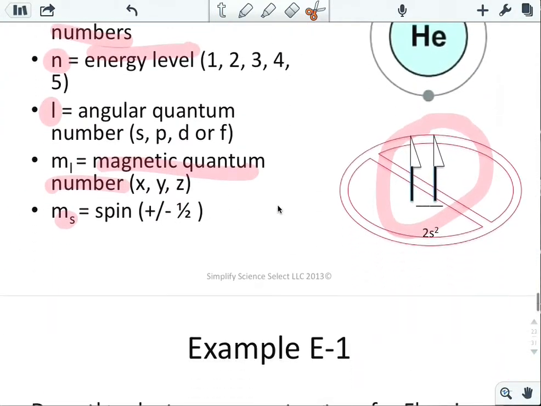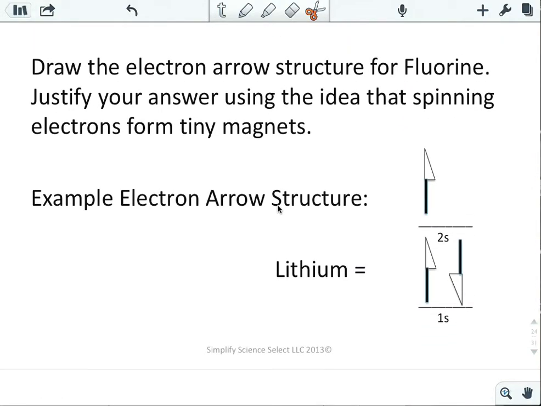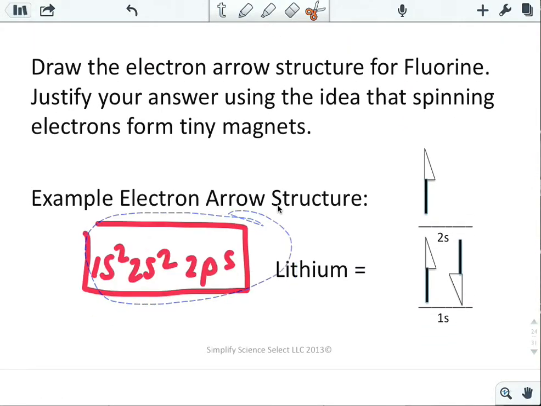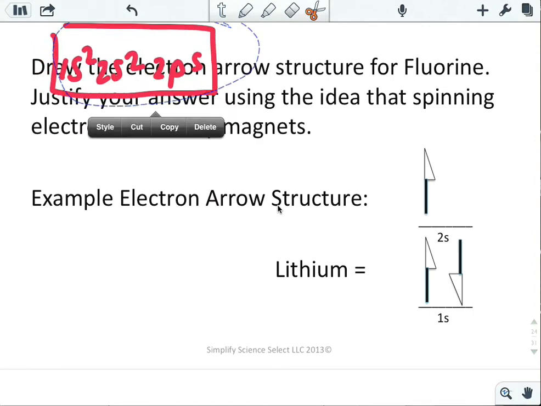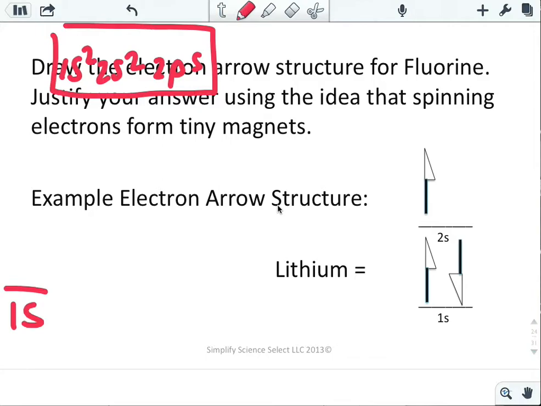So we're looking at this and it says draw the electron structure for it. Here's our electron configuration, which we'll keep. The 1s still has 1 orbital. The 2s still has 1 because they're s orbitals. And then we have 2p, which has 3 orbitals.